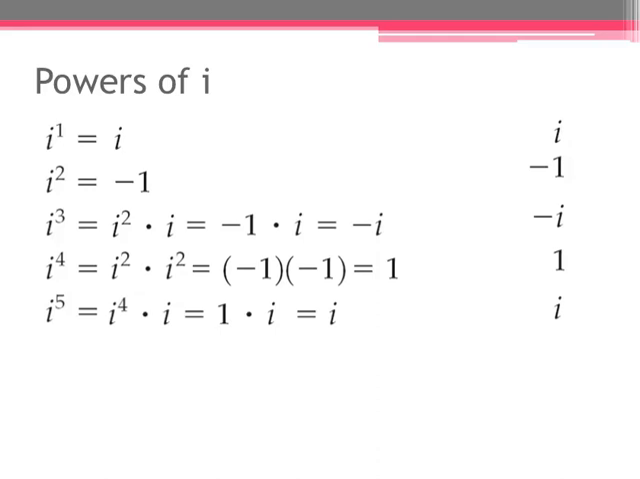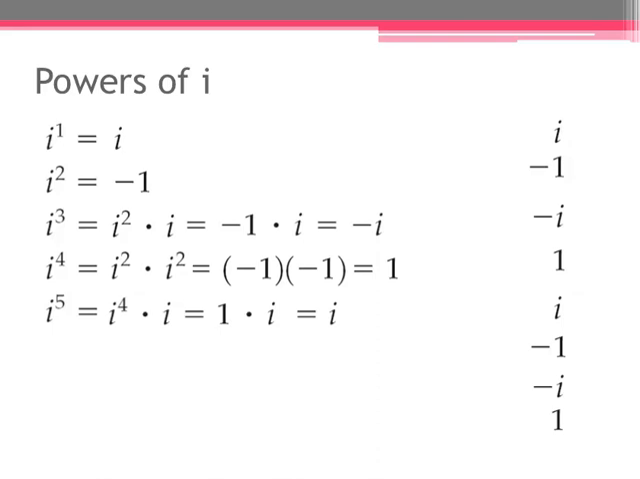And then what happens next? i to the sixth is the same as i to the fifth times i. So now we end up with i times i, which is i squared. So you end up with negative 1. So you can see that this actually ends up cycling through these 4 values. So we call this a cycle. So the powers of i form a cycle.